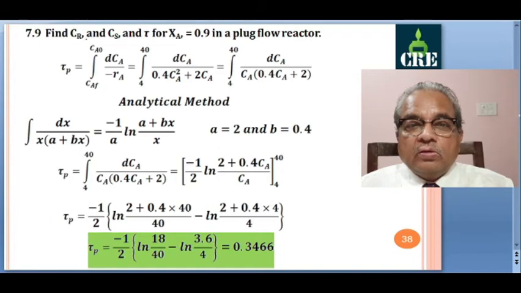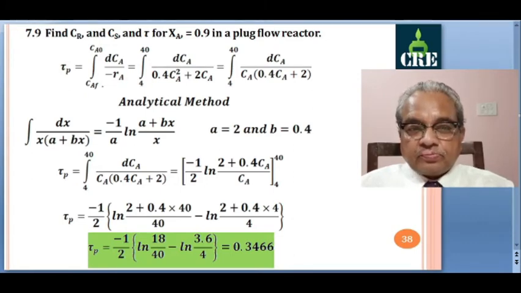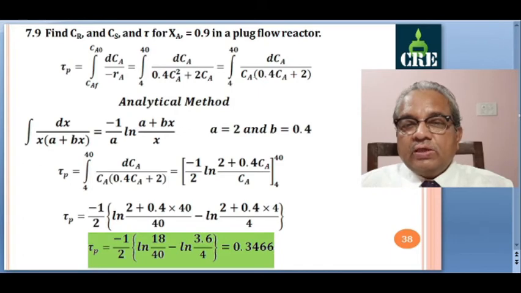Next, again the same parameters you have to determine for 90% conversion, now in a plug flow reactor. So you write the plug flow reactor model: tau equals the integral of dCA by minus RA from Ca final to Ca0. It is minus dCA by minus RA from Ca0 to Ca final, so with this minus sign I have already reversed the order of integration. That is 4 to 40 of dCA by (0.4 Ca square plus 2 Ca). If I take Ca common, dCA by Ca times (0.4 Ca plus 2).